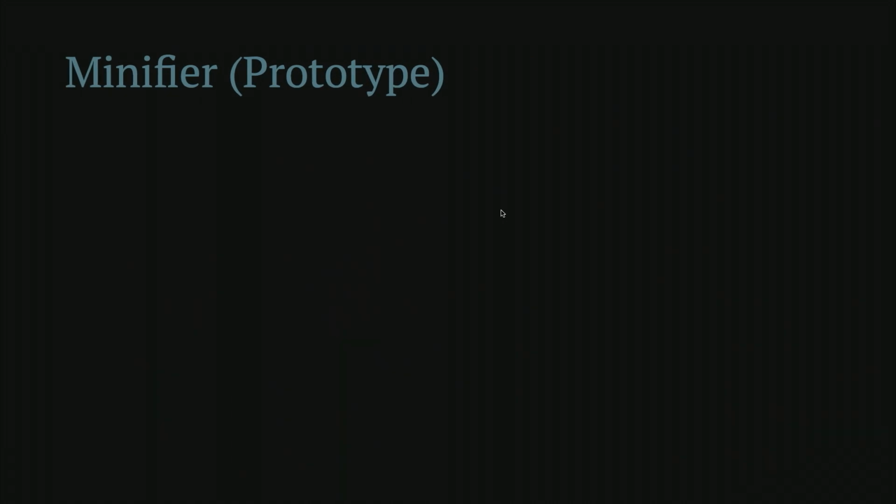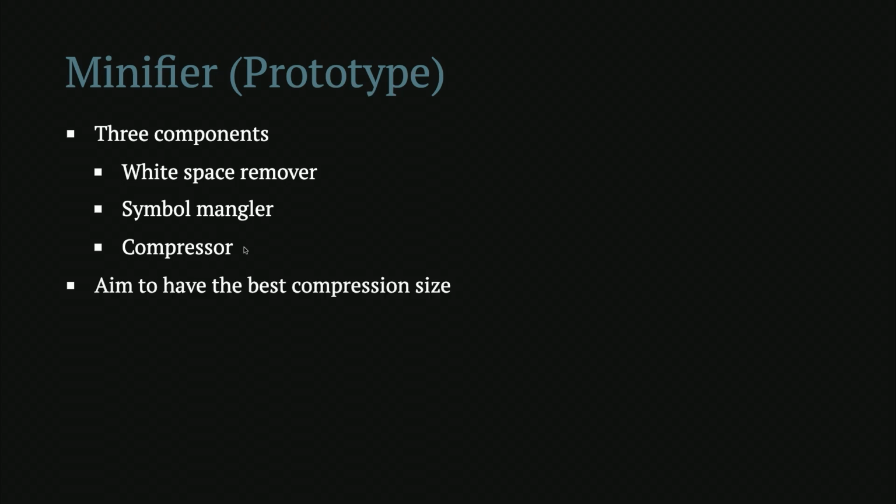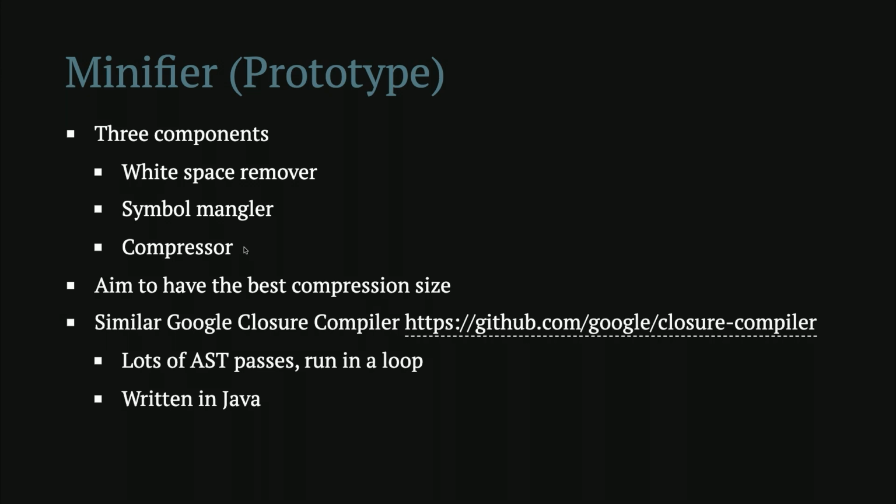And we also have a minifier prototype. For a minifier, there's a whitespace remover. So it has 3 features in a minifier: a whitespace remover, a symbol mangler, and a compressor. We aim to have the best compression size. And it's going to be similar to Google Closure compiler. And there will be lots of AST passes running in a loop. Also, Google Closure compiler is written in Java. It's really, really slow. Nobody can use it except Google.